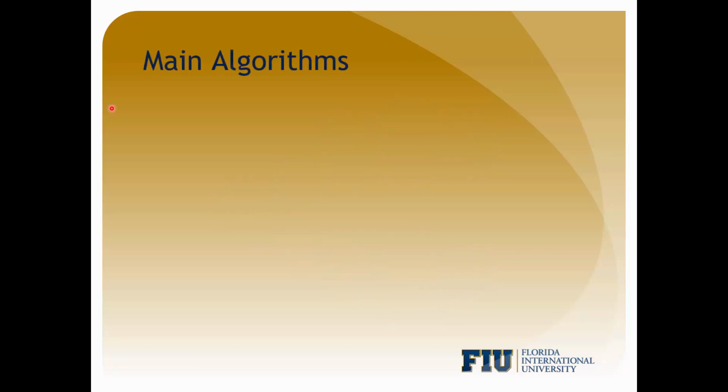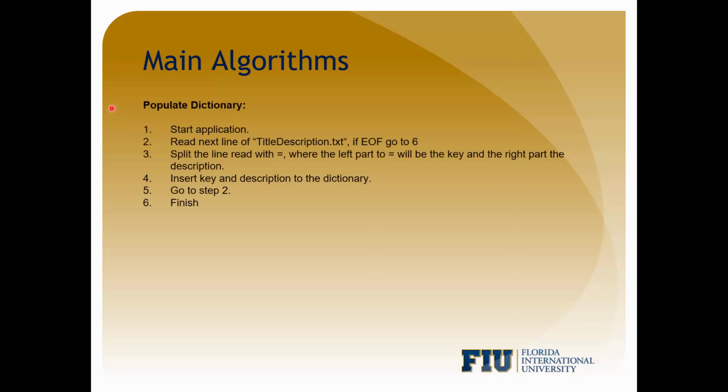So these are two of the main algorithms used in the view and set descriptions. The first algorithm is called populate dictionary. As soon as the application starts, it reads from the tile description text file. It reads all the lines, and each line is built with a name, an equals sign, and then a description. In the dictionary, the name and the description are inserted until the end of the file.